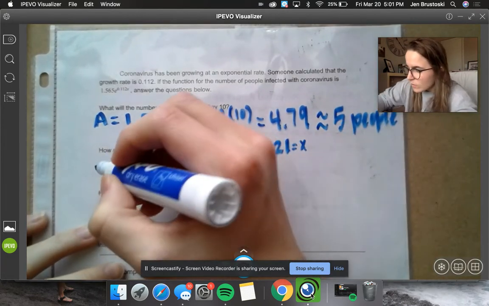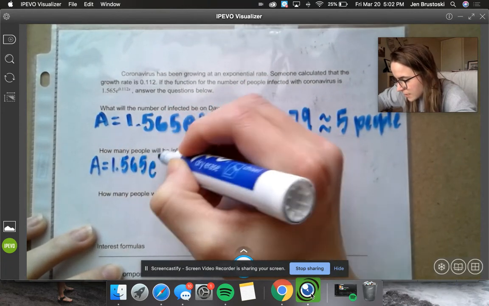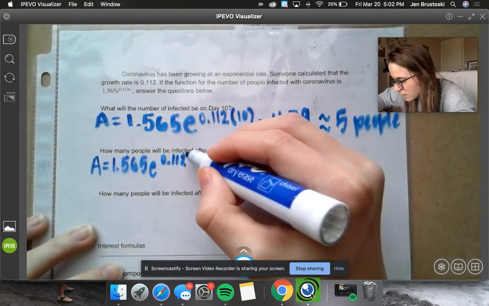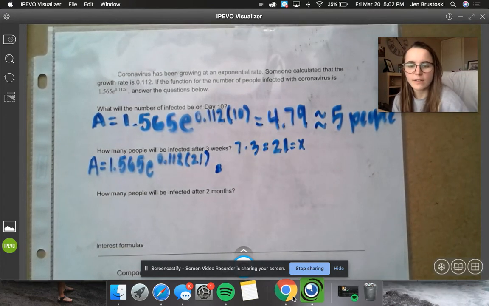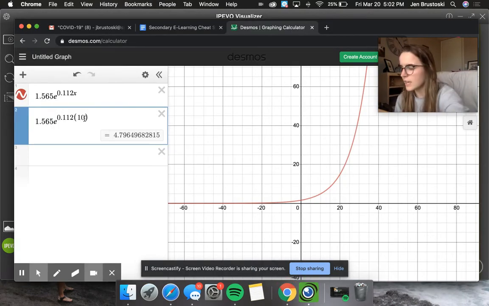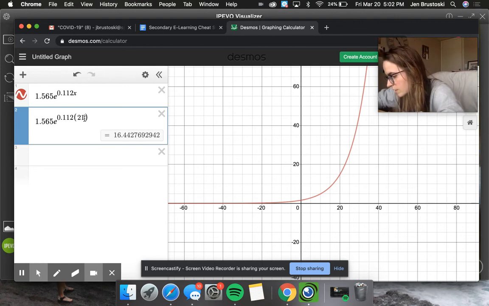So we'll plug 21 in for x. It'll be A equals 1.565 times e to the 0.112 times 21. We'll go ahead and plug that into our calculator here. I'm lazy, I'm just going to change this 10 to a 21. So at the end of day 21, there will be 16.44 people, which is about 16 people infected.